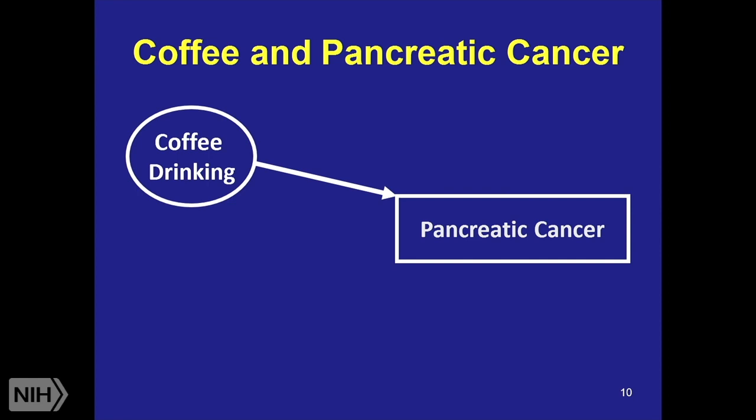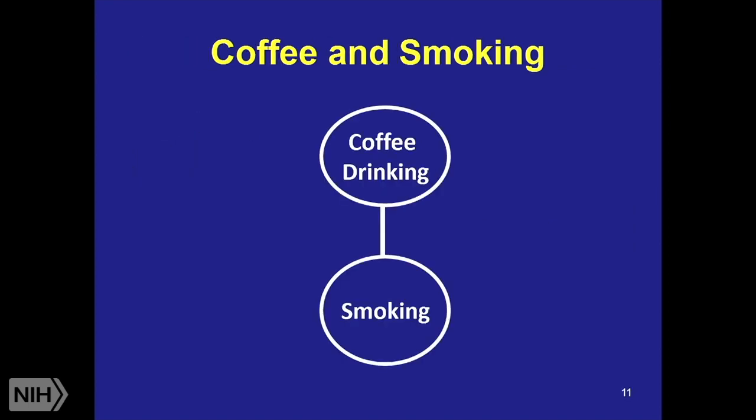So pancreatic cancer probably doesn't cause you to start drinking coffee. Therefore, we think this direction of the arrow is probably correct. Coffee drinking might cause pancreatic cancer. The problem is coffee drinking and smoking tend to go along with each other. Now, I drink coffee, I don't smoke. But this doesn't have to be a perfect association. You just have to have some association.